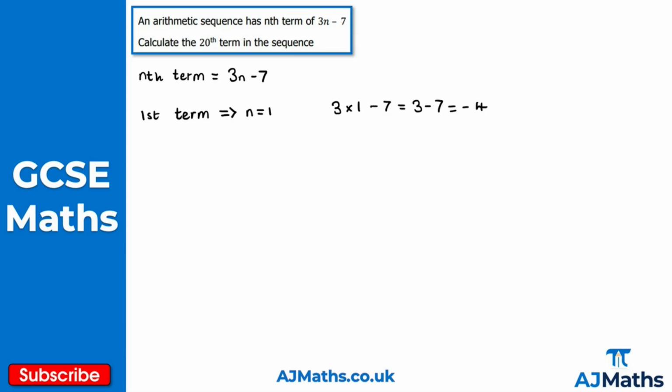So what about if we want the 20th term? Using the same idea that we've done for the first term, this would be when n equals 20. Again, I just use my formula for the nth term. So it's going to be 3 times 20 minus 7. I just put equals here to show my working. What I get then is 60 minus 7, and that gives us 53. And there we have it, so that's our solution to question 2.